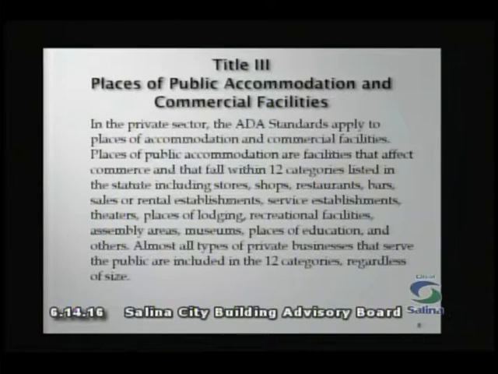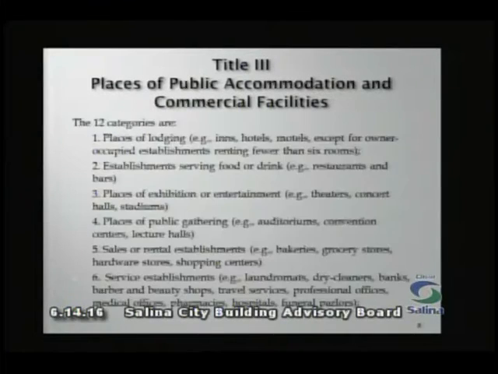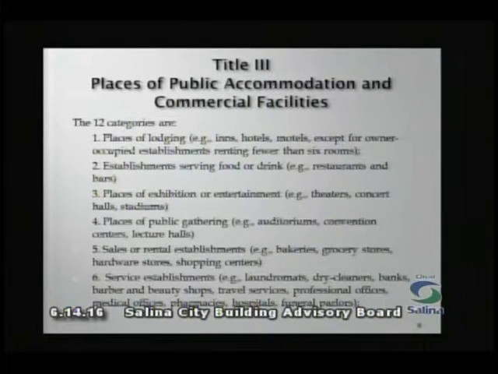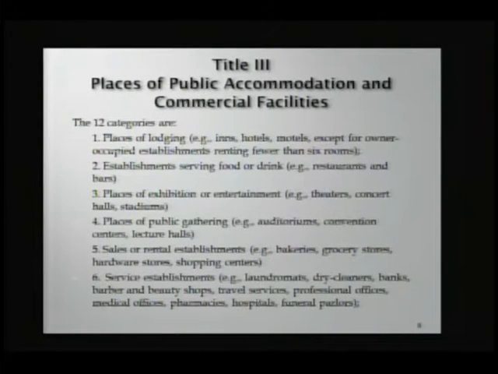And that's regardless of size. It doesn't matter how many square feet you have, et cetera. The specific 12 categories are: one, places of lodging. That's our motels, our hotels, inns, et cetera. Two, any establishment that serves food or drink, which is our restaurants or bars typically. Three, places of exhibition or entertainment, that includes theaters, concert halls, stadiums.